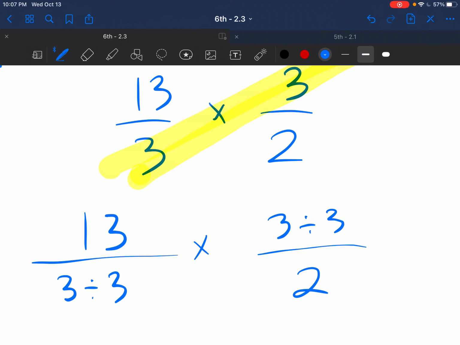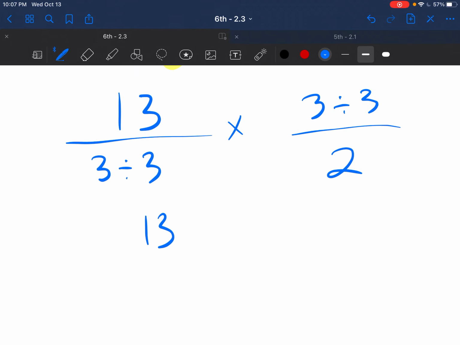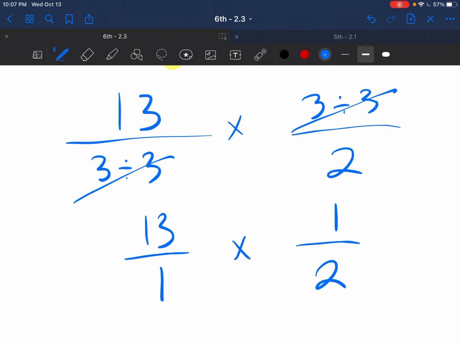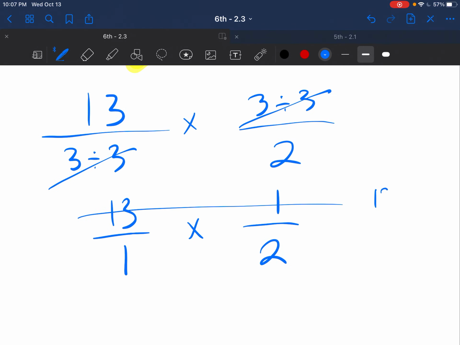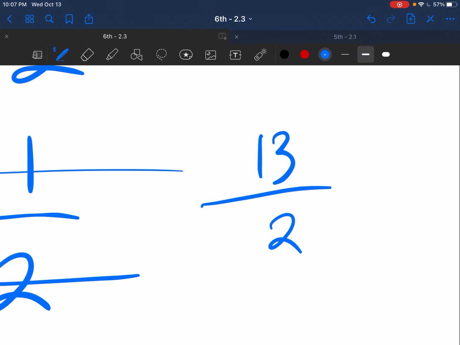Alright, let's see what's going on. So let's write it. We have 13. What's 3 divided by 3? That's 1. What's 3 divided by 3? That's 1 over 2. Now we just got to multiply. 13 times 1 is 13. 1 times 2 is 2. But we're not done. We need to simplify this.